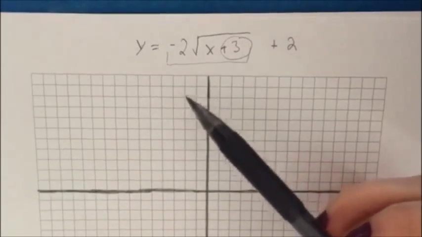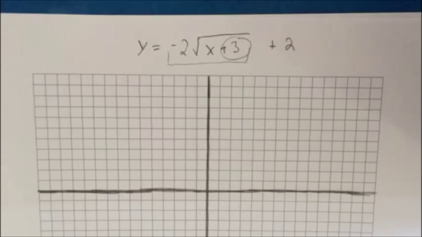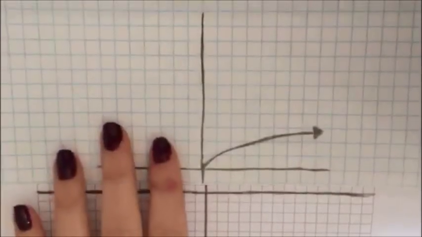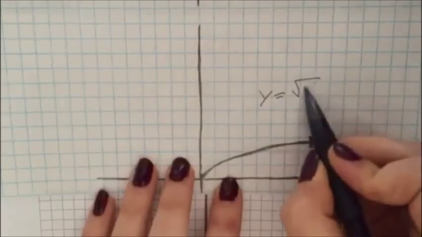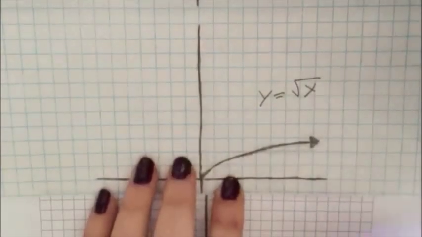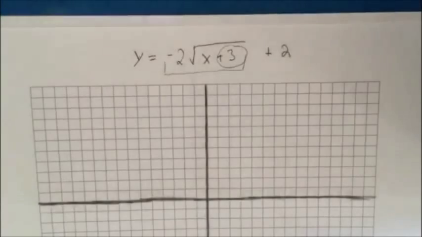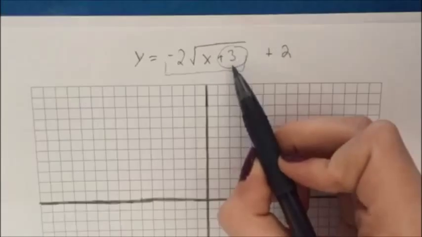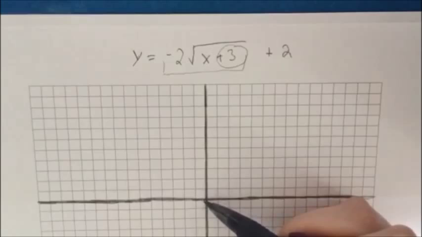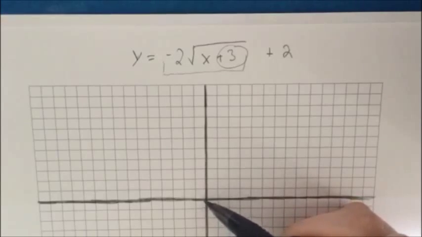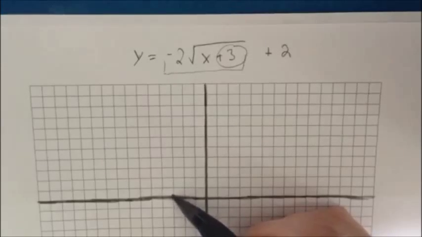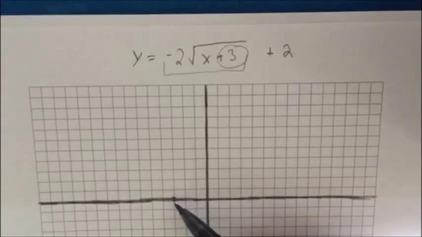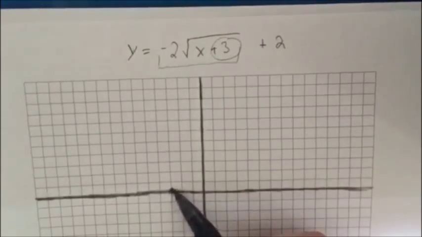This is a square root equation, so the parent function is this graph, which is y is equal to the square root of x. From here, we can go back to our equation and shift the entire graph 3 to the left. 1, 2, 3. Which will end up looking something like this.